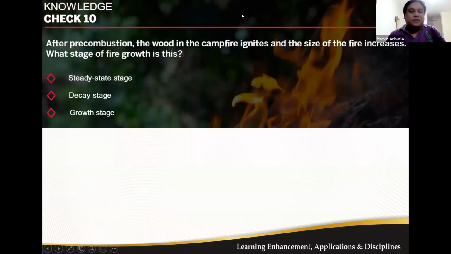Okay, that's correct. So I think this subject is too easy for you guys. After the pre-combustion, the wood in the campfire ignites and the size of the fire increases. What stage of the fire growth is it?